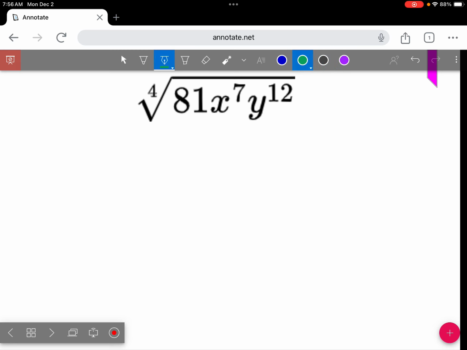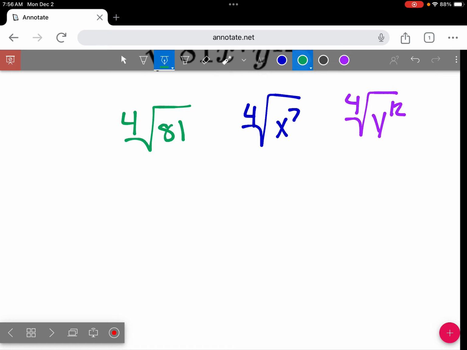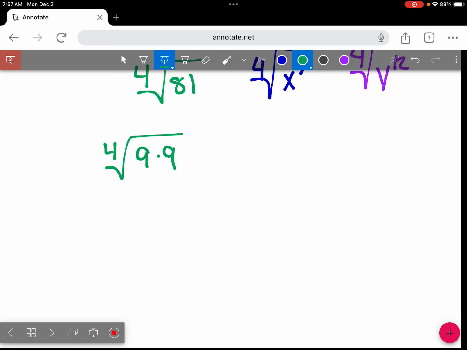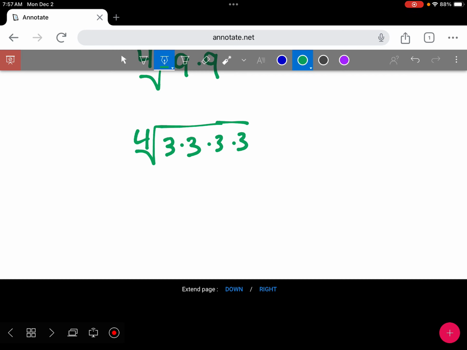4th root of 81. What is going to be the 4th root of 81? I could split 81 up to be 9 times 9, which is usually the way we spot it. Well, I don't have a set of 4 there, but each 9 could be 3 times 3, so 3 times 3 times 3 times 3. That gives me a set of 4. So the 4th root of four 3s gives me one single set.